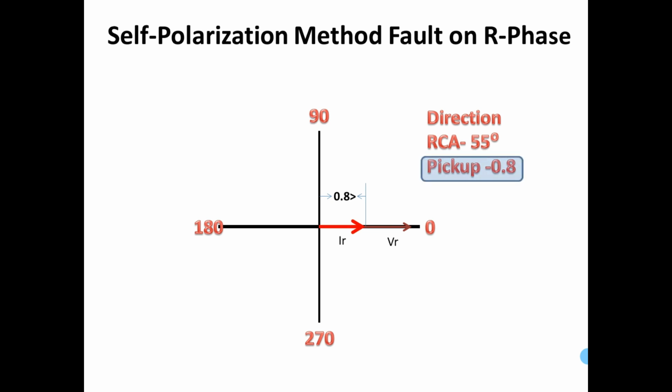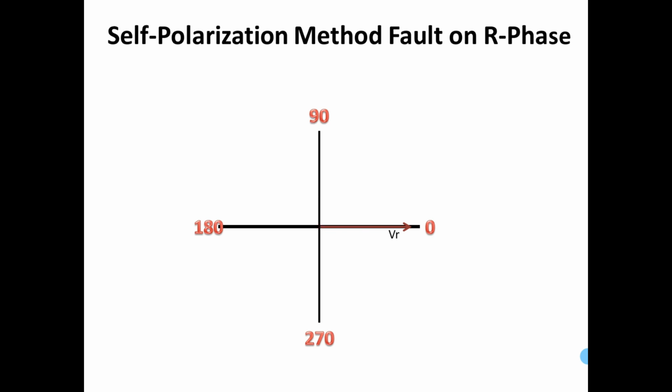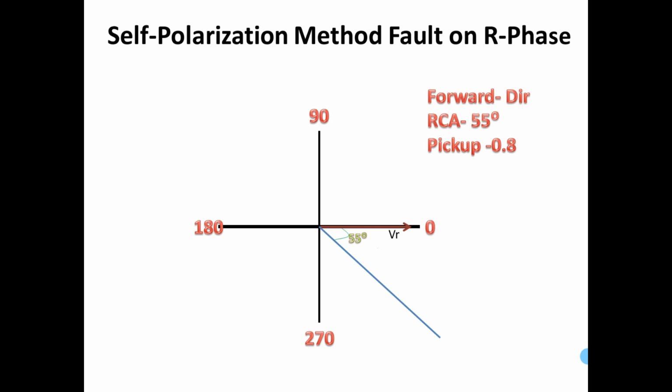Next is the operating region. The operating region has two directions: one is forward and the other is reverse. First we will see the forward direction. For this, we take the RCA angle as 55 degrees. Consider R phase voltage as the reference. Make an angle of 55 degrees in clockwise direction from VR. This line lies at 305 degrees. To find this angle, subtract 55 from 360 degrees. This line is known as the maximum torque line.